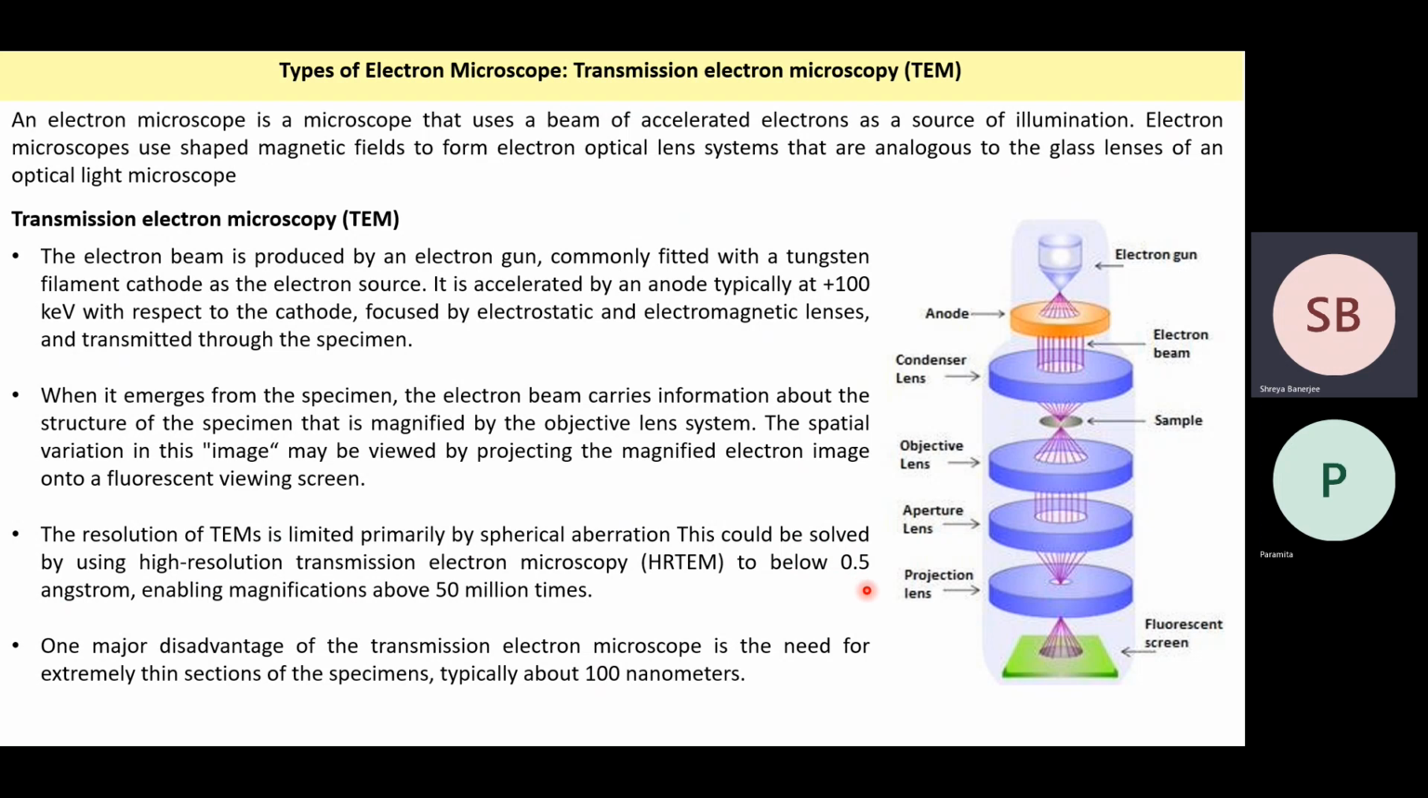This is often solved by using high resolution transmission electron microscopy, or HRTEM, where you can get a resolution below 0.5 angstrom. And the magnification is above 550 million times. So it is a huge magnification, much greater than that obtained by the light microscope.